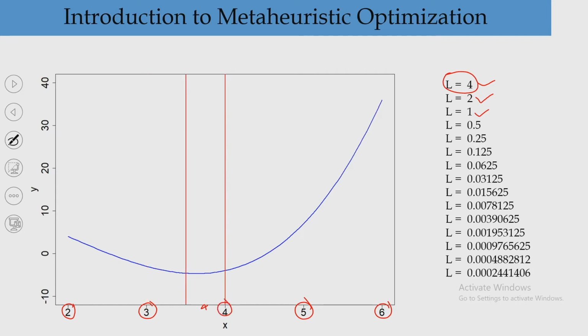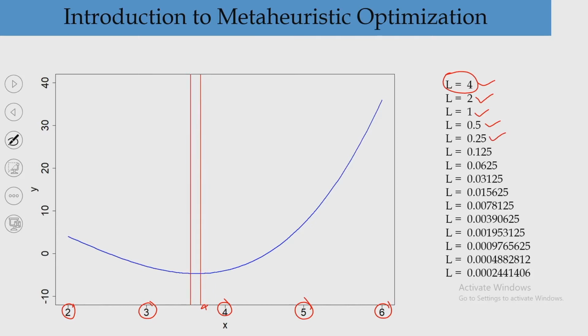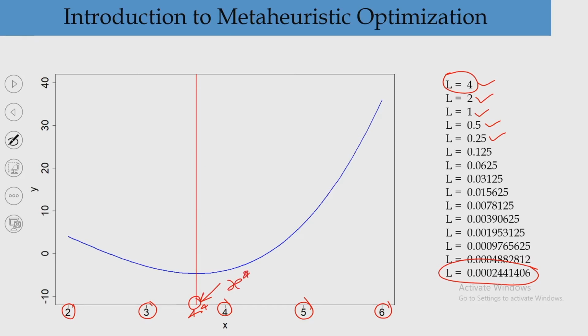Then if I continue this iteration, I am getting length equal to 0.5, then 0.25, something like that, and finally I am getting a very small length, and the value of L is 0.00024414. Okay. So, I am getting this particular solution. This is the optimal solution of this problem, or I can say this is your X star.